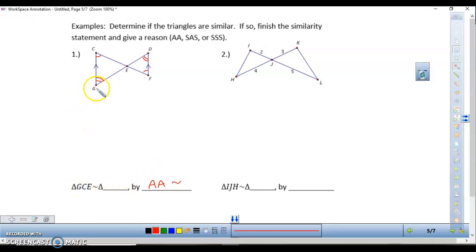All right, so let's see. G was 2 marks, so I'm going to put D first. And then C was 1 mark. I'm going to put F next. And then E was that vertical angle. So there we go. Those triangles are similar, and there's your reason.